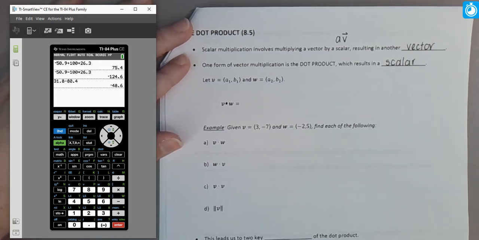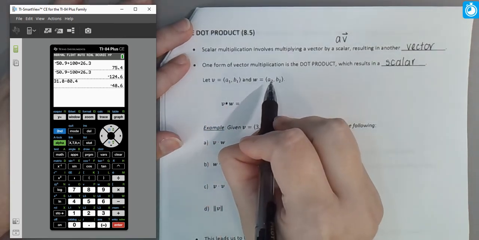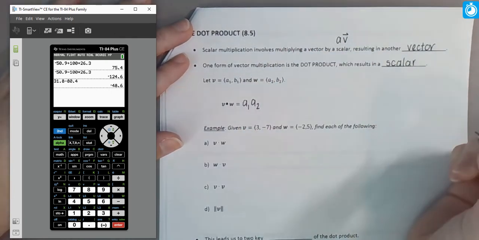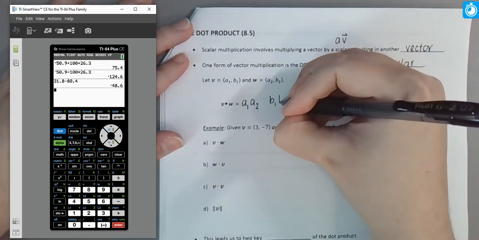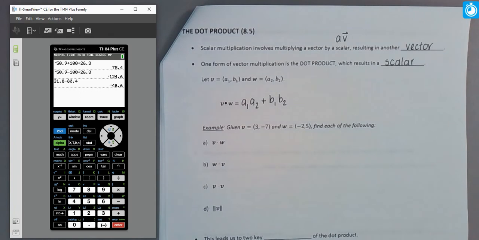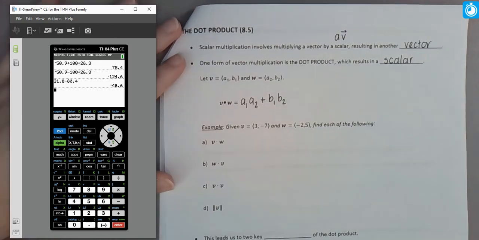So when we take the dot product of v and w, we're going to multiply the two horizontal components together, so a1 times a2. We're going to multiply the vertical components together, so b1 times b2, and then we're going to add the results. So we're just multiplying the scalar components of these vectors, and then adding those two results together, and so the result is going to be a scalar. Now what does this actually mean? We'll talk about that in a minute. Why do we even do this? There is a particular reason.